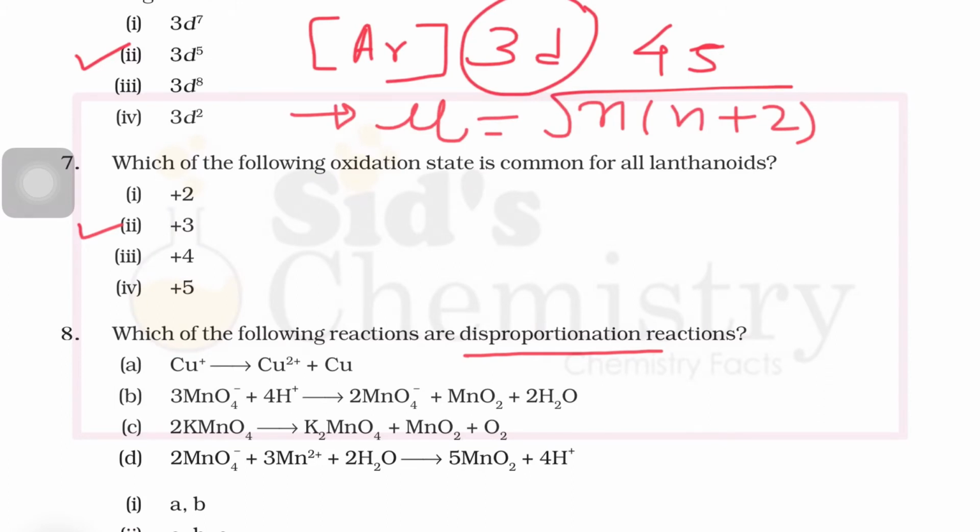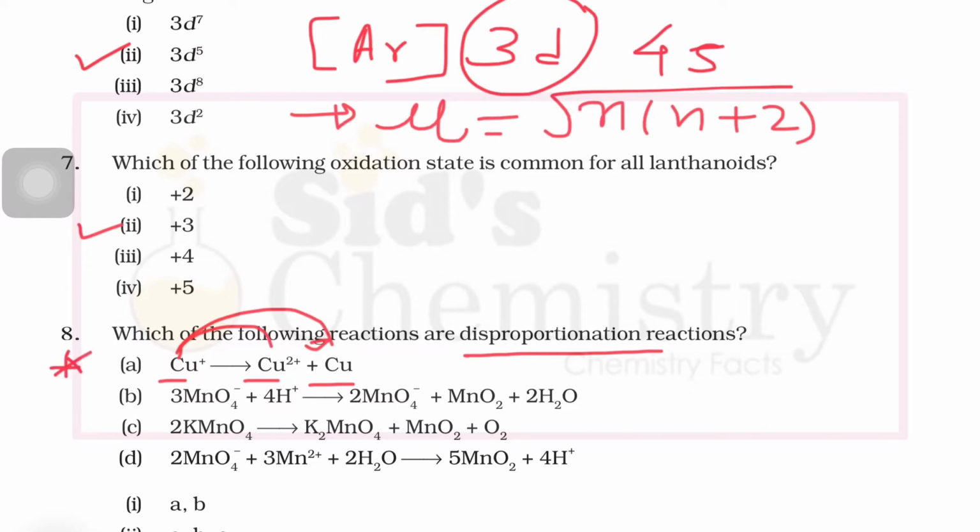In the first reaction we can see that copper plus gets converted to copper 2 plus and copper. Here, in the copper plus to copper 2 plus, oxidation occurs, while when we go from copper plus to copper, the oxidation number becomes 0. So definitely this first reaction is a disproportionation reaction.